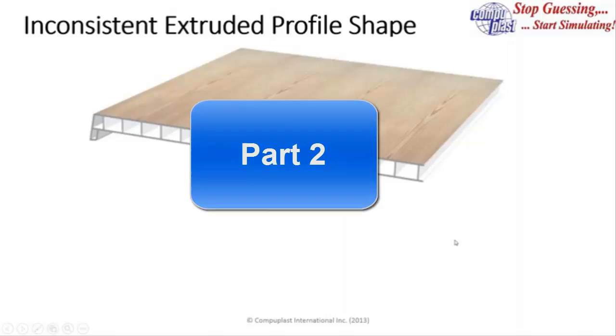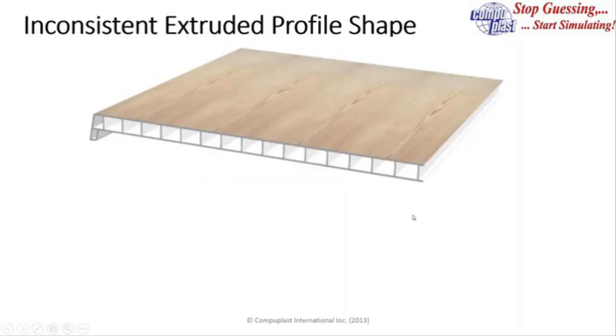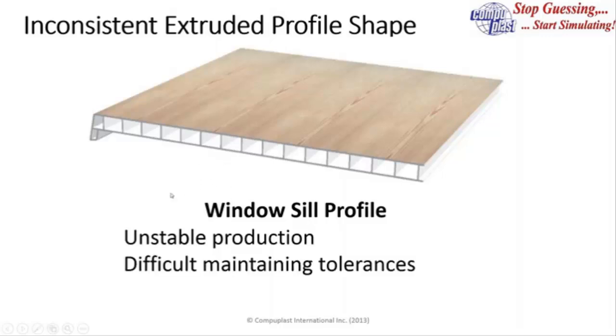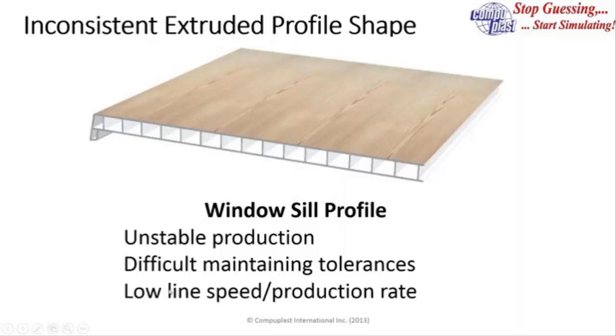The next item I'd like to talk about is inconsistent extruded profile shapes, and this is a windowsill profile that we did some consulting work on. The problem they had was when they tried to go at a higher, more cost-effective production rate, they had unstable production, so they could not maintain the tolerances very well. And so they had to stay at relatively low line speeds and production rates.